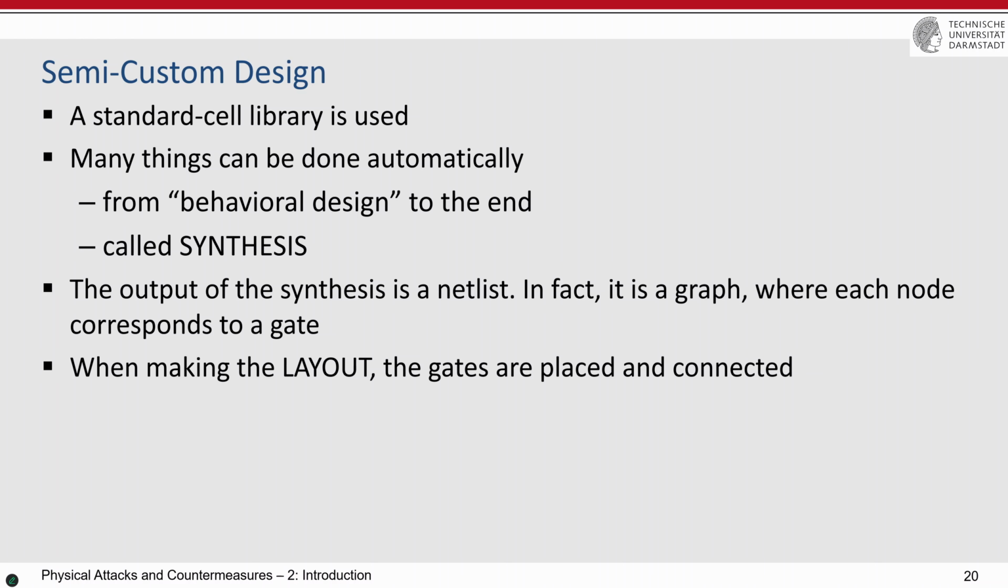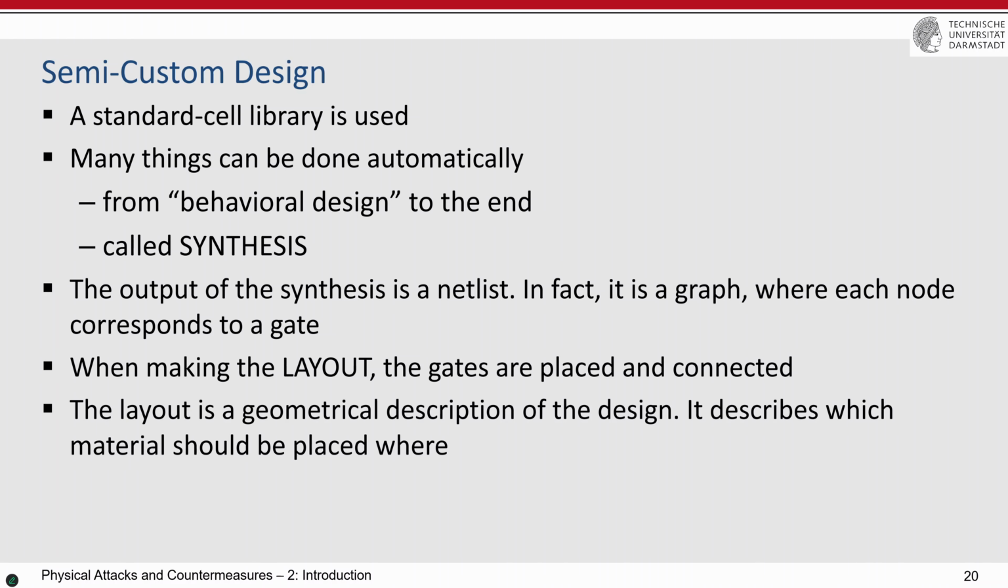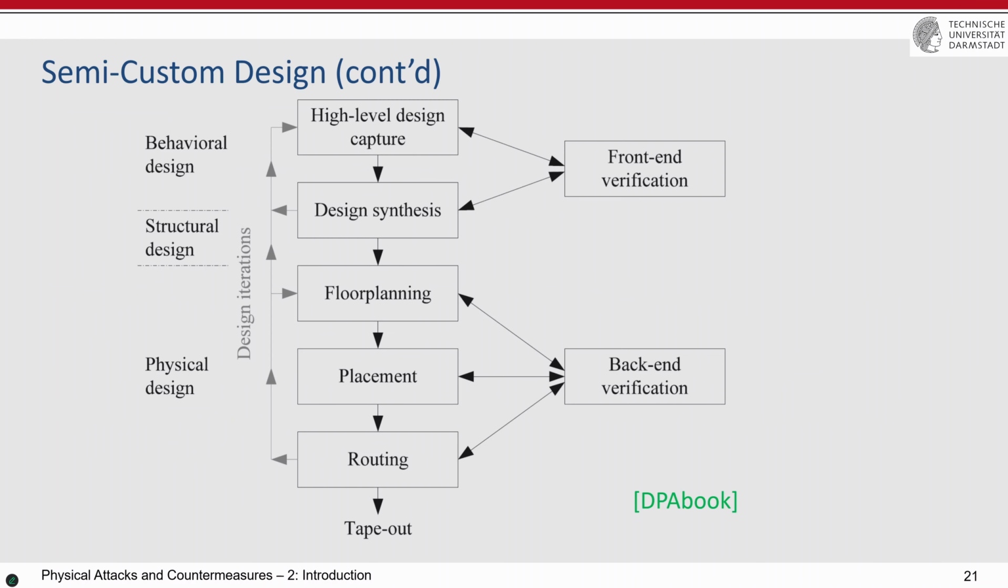But in the layout, the gates or the components should be placed and connected together. Of course, the netlist says how they should be connected, but the layout says physically and geographically how or where these components are placed. The layout is a geometrical description of the design, meaning it's not only the netlist, it's also the position of each of these components and how they are connected to each other. And this is the general form taken from the DPA book, with the high-level design, and then you do the synthesis, and then floor planning for the ASIC, and then placement, and then routing.